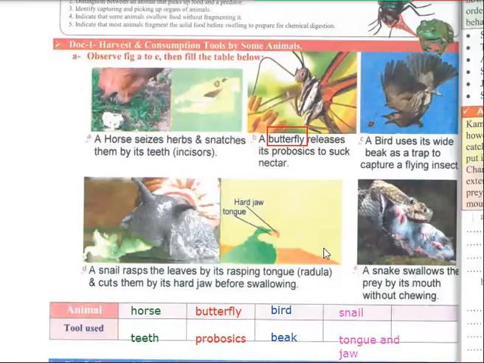The last animal, we're talking about a snake. A snake swallows the prey by its mouth without chewing it. So what is the tool used by a snake? Its mouth. If you want, you can add a title to this table saying that a table showing some animals and the tool they use to capture, to harvest, and to consume their food.